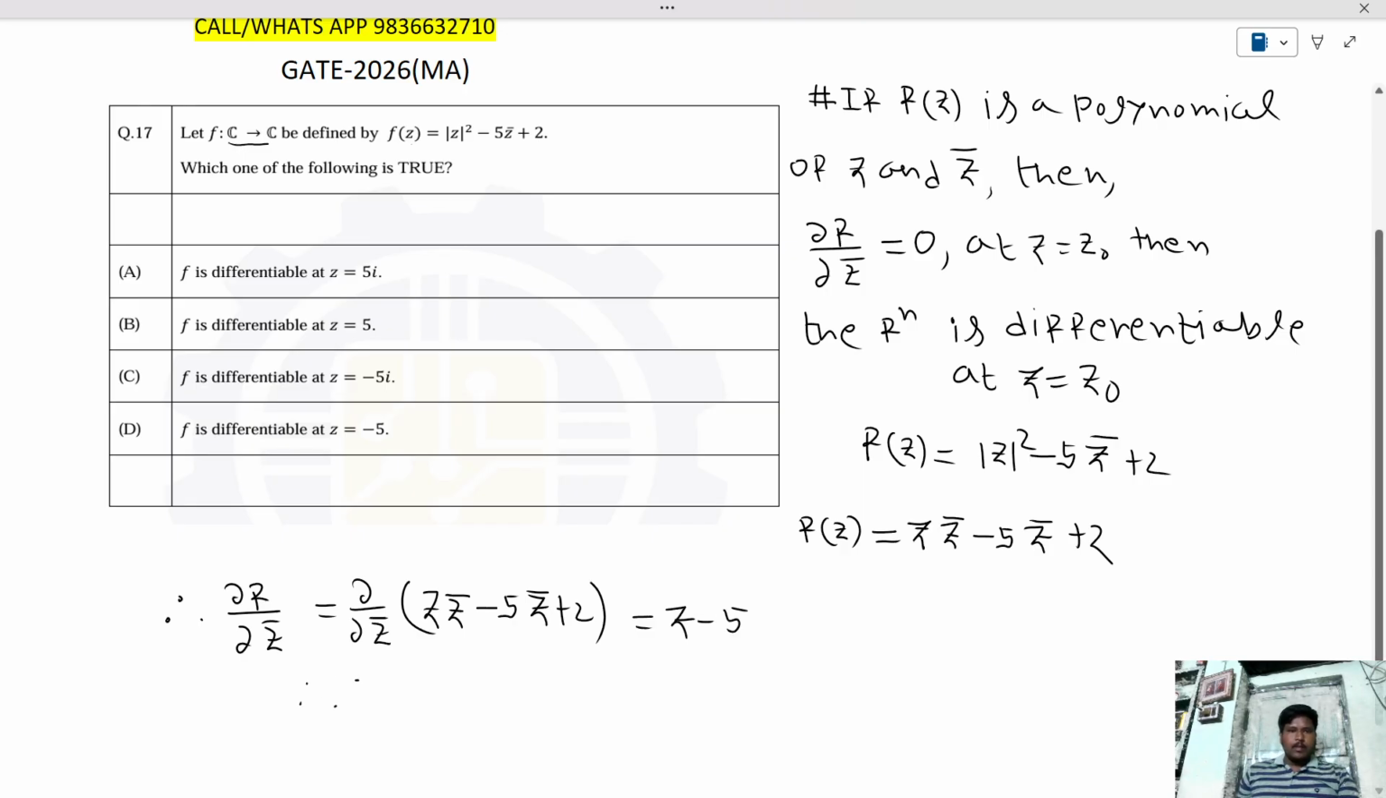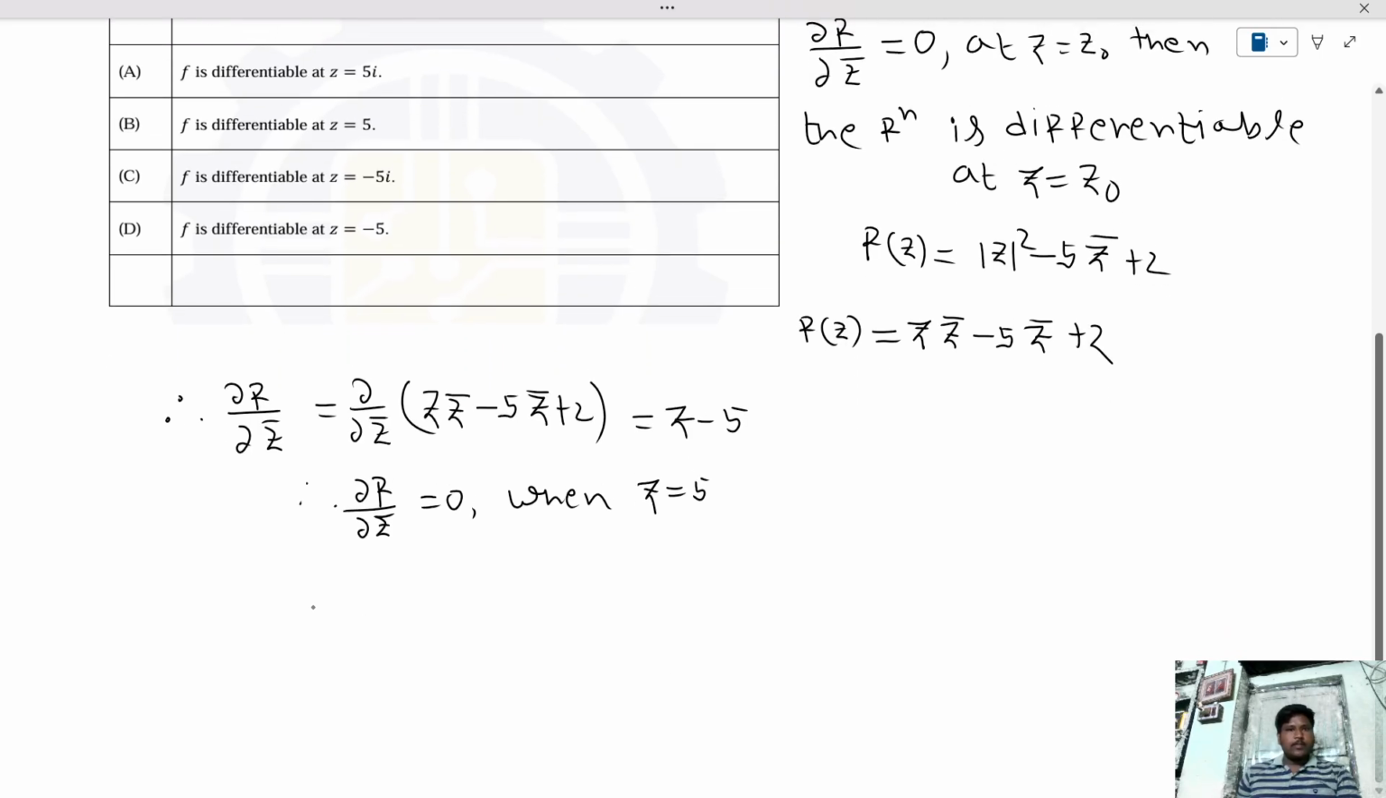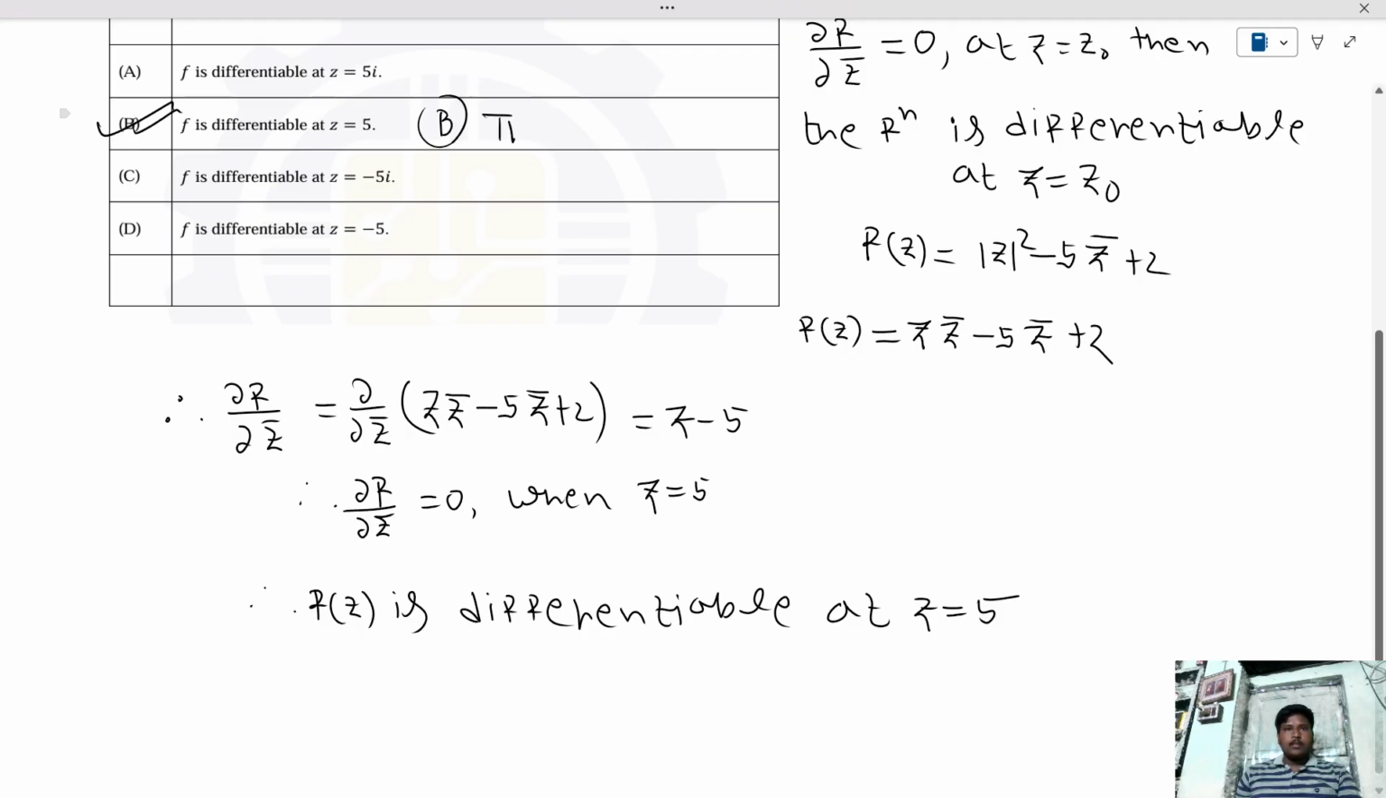Therefore, ∂f/∂z̄ = 0 when z = 5. So the function satisfies the CR equation at z = 5. Therefore, f(z) is differentiable at z = 5. So option B is the correct option. So B is true.